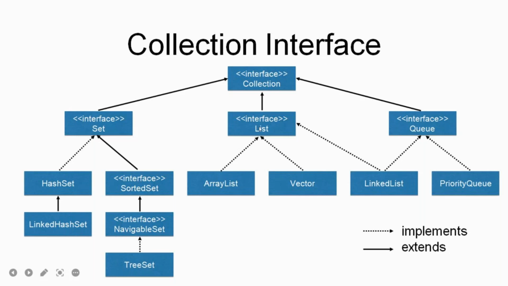Again, this interface will have implementations like array list, vector, and linked list. All these are your classes, while list is your interface. For the set interface, you have classes like hash set and sorted set. All of these are written in Java itself, so Java has provided all these classes for you. Does someone want to ask something?